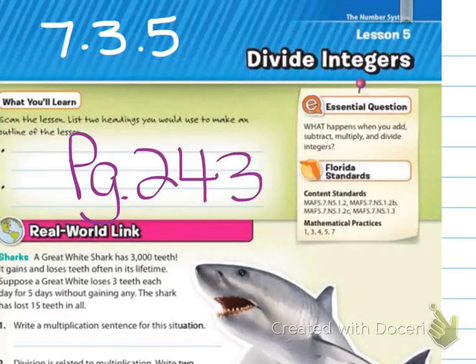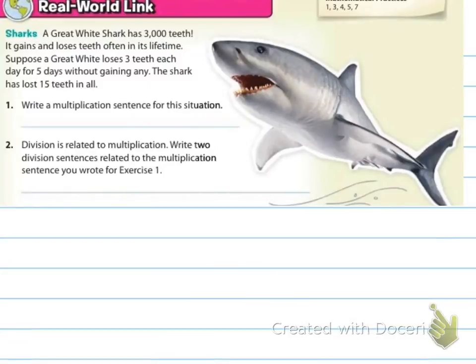Alright, so we're looking at 7.3.5, divide integers. That's the 7th grade text. Looking at the real world link on the bottom of that page, it says a great white shark has 3,000 teeth. It gains and loses teeth often in its lifetime. Suppose a great white loses 3 teeth each day for 5 days without gaining any. The shark has lost 15 teeth in all. Write a multiplication sentence for this situation.